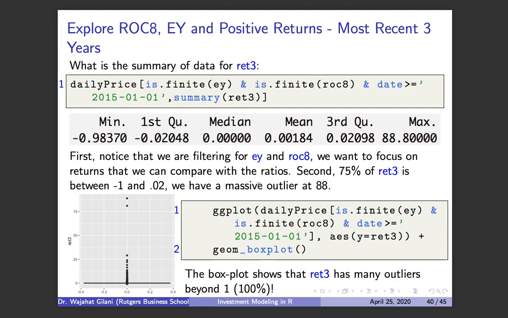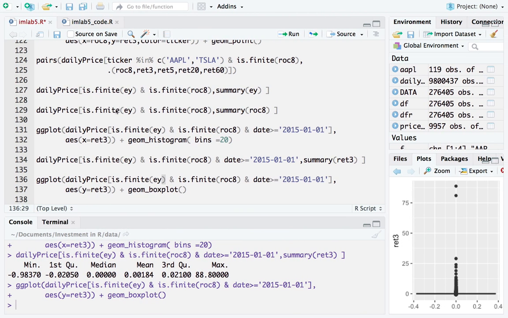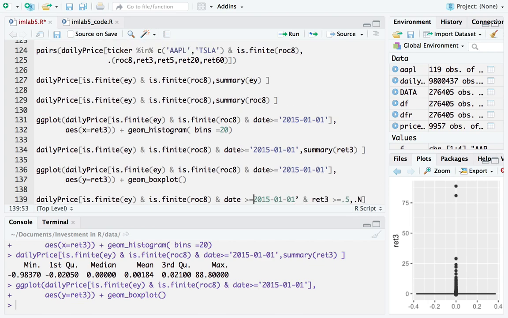So ret 3, actually, from that graph, we can see there's many outliers beyond the 100% gain in 3 days. That's insane. How and why is this happening? All right. Well, first of all, let's do a quick mathematical trick to figure this out. Let's do a quick select, count, using the .n property, to figure out how many 3-day returns I have in the last 3 years that are actually greater than 50%. That's why I'm putting this extra filter here, greater than 50%.